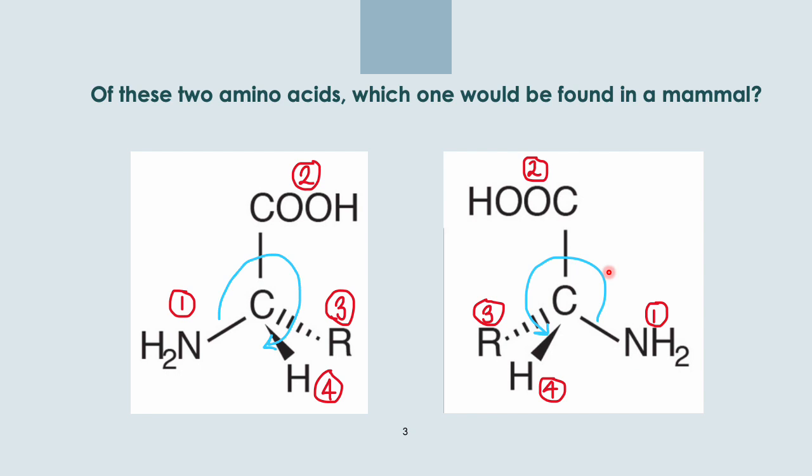With that knowledge, we know that an S configuration corresponds with an L amino acid and an R configuration corresponds with the D amino acid. We also know that in a eukaryote, we are only going to be finding L amino acids. Therefore, the amino acid on the left is the one that we are going to be seeing in a mammal.